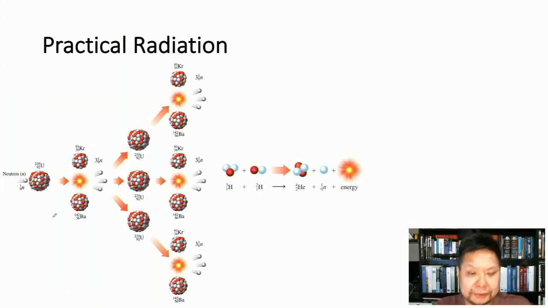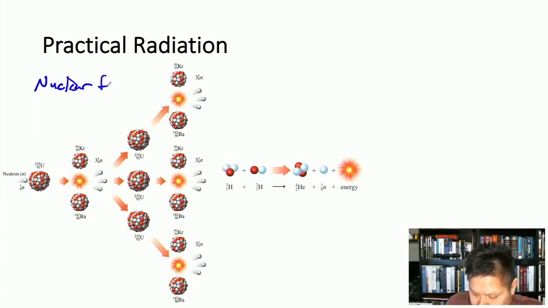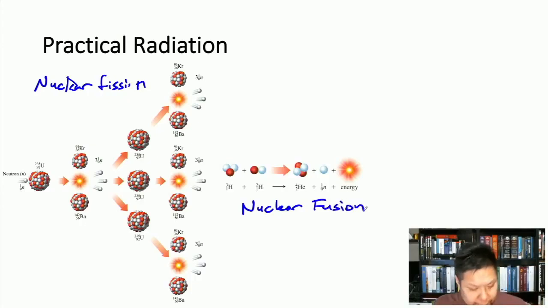Another practical use of radiation is in energy production. So here we have an example. The first image is an example of nuclear fission. And then this is an example of nuclear fusion. They are different, but we'll talk about nuclear fission first.